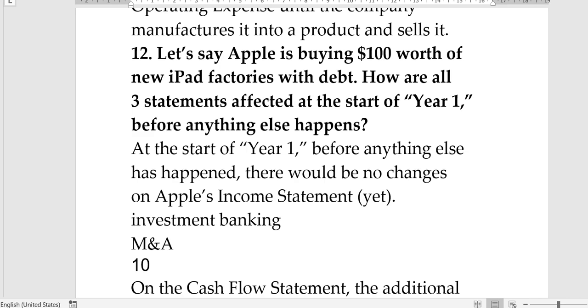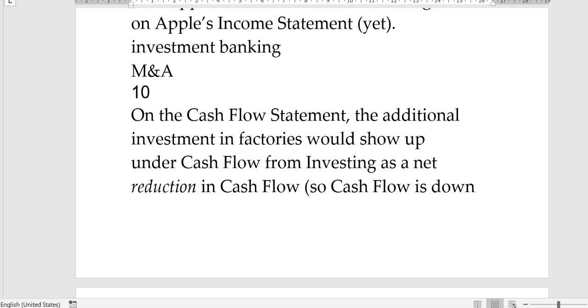At the start of year one, before anything else happens, there would be no changes on Apple's income statement. In the first year there are no changes, because this is just the starting point, the start of the year.